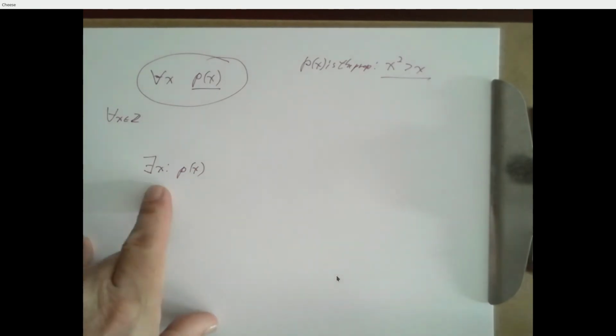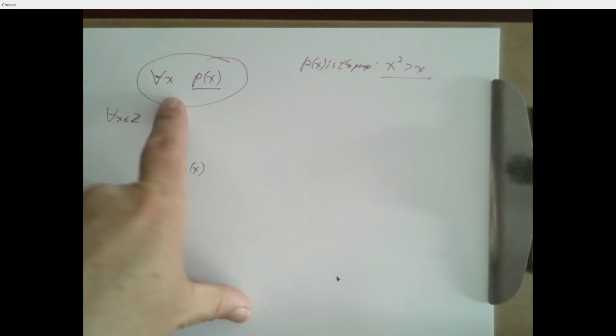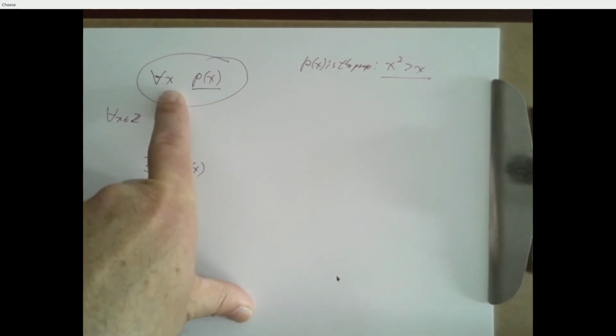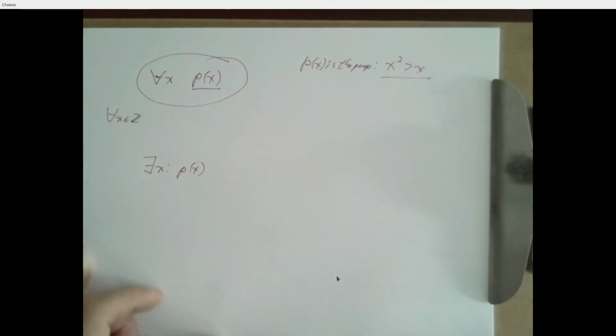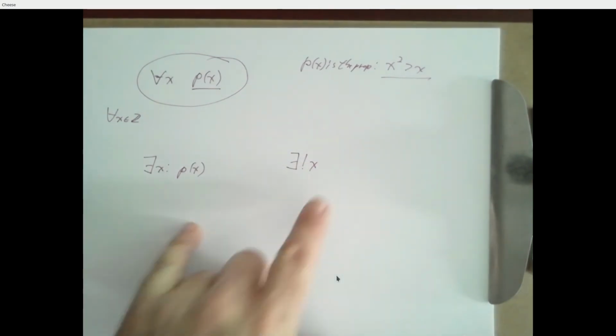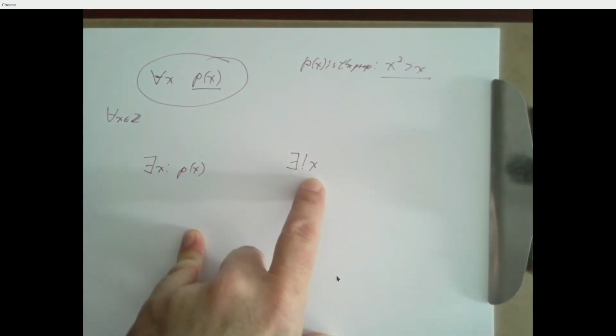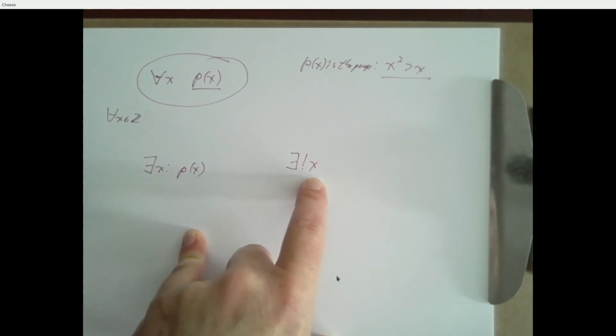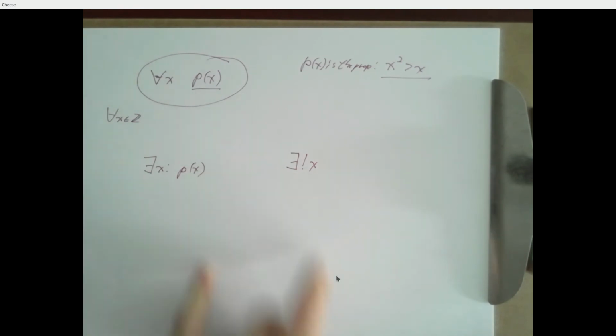So this says there exists at least one. This says for every possible x, this is true. And with an exclamation mark, this means there exists exactly one x. There exists a unique x. We haven't done much with that.